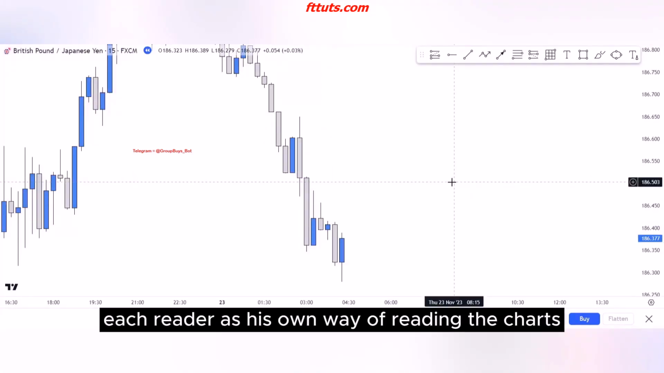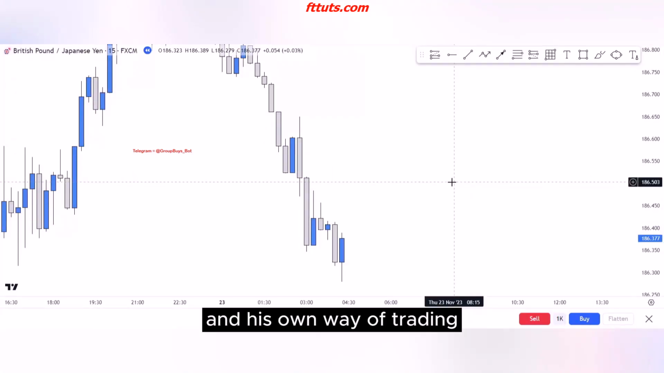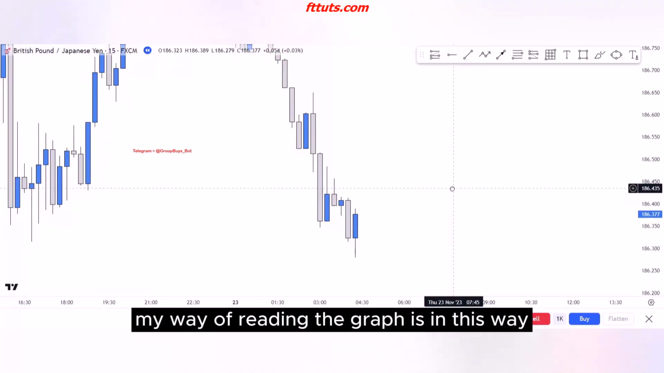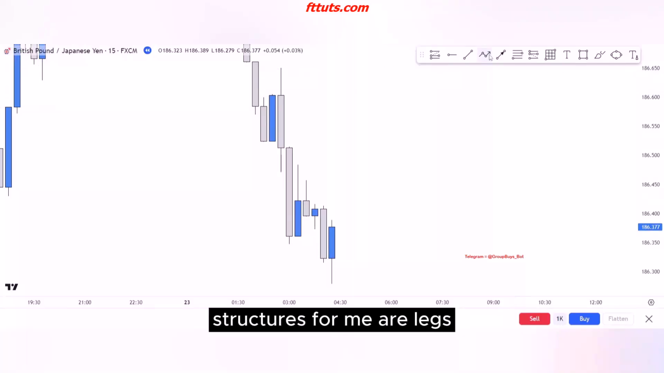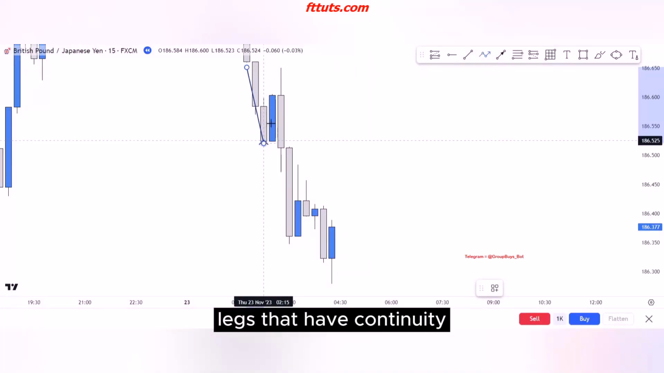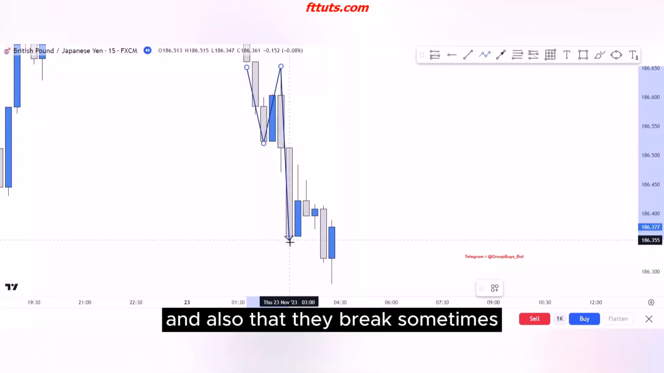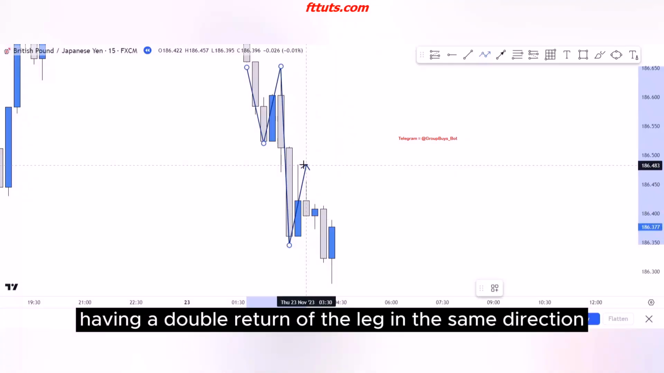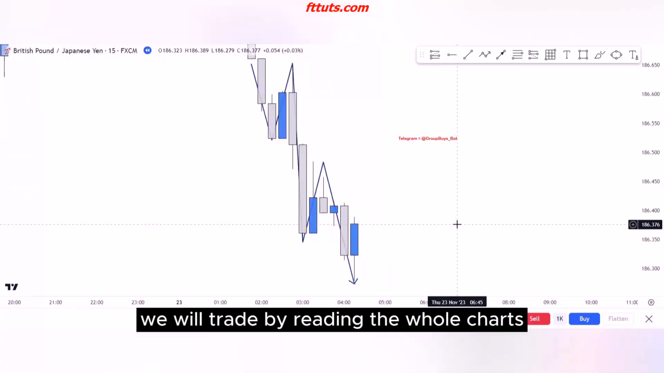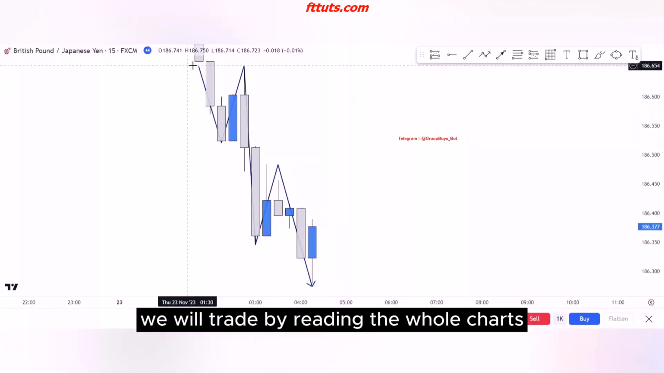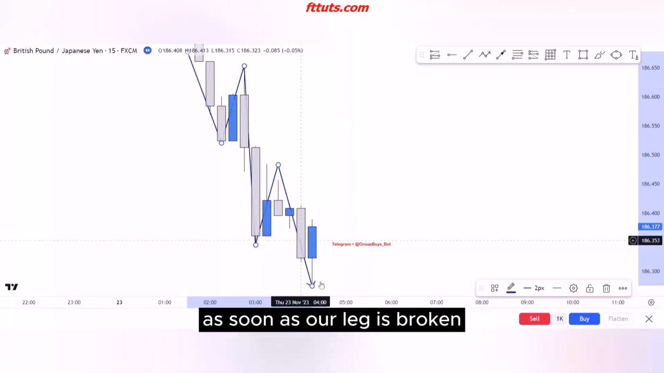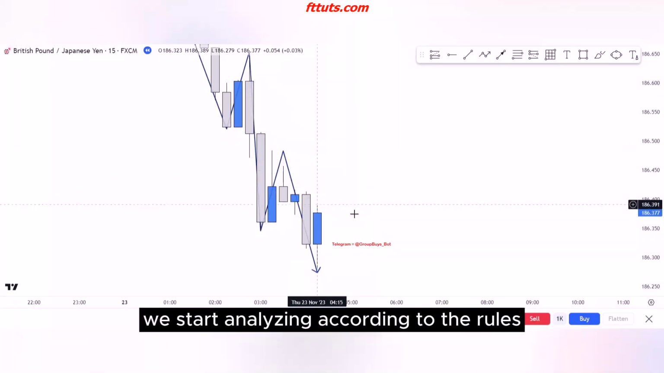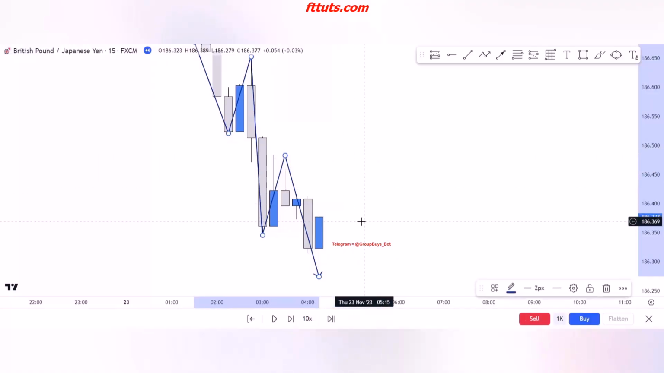Each trader has his own way of reading the charts and his own way of trading. My way of reading the graph is in this way. Structures for me are legs that have continuity, and also that they break sometimes. Having a double return of the leg in the same direction shows some kind of trend. We will trade by reading the whole chart, but we'll mainly concentrate on the last leg. As soon as our leg is broken, we start analyzing according to the rules.